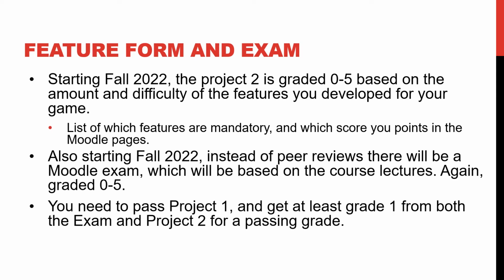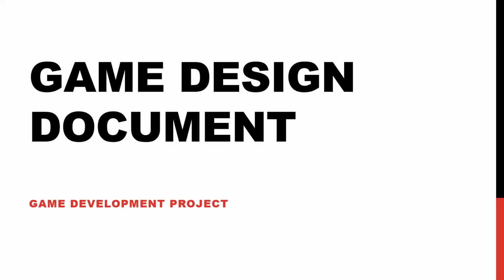So all of these 3 combined and you will get your final grade, which is directly taken from the average between the exam and project 2, which are graded both from 0 to 5. So, considering that the game design document is the first thing you have to do, let's give you a couple of very brief pointers on what sort of game we are talking about and what sort of document we are talking about.